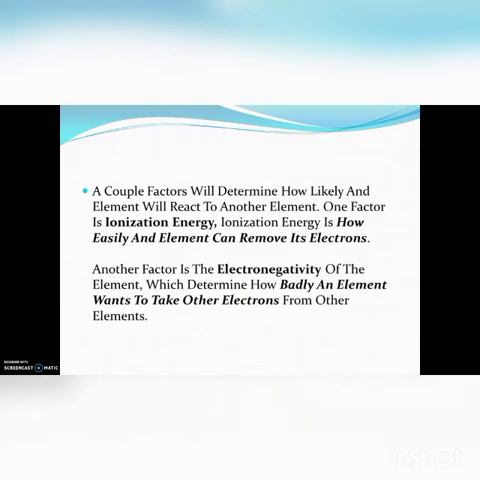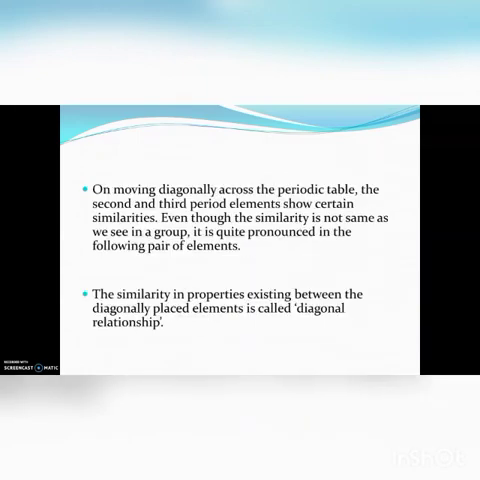So what will be the reason? Both have the same size, same charge by radius ratio, and almost similar electronegativity. These are the reasons for the diagonal relationship. And we move to the next topic, the chemical reactivity.